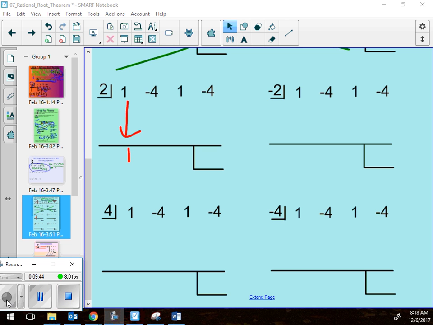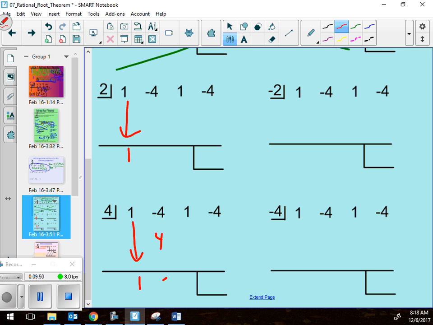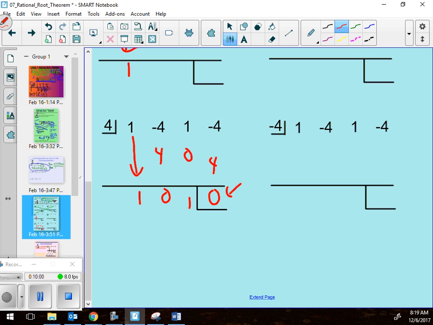All right, so kids found that 4 works. They tried 1 here. 1 times 4 is 4. Add them down 0, multiply them 0, add them 1, multiply them 4, and I get a 0 at the end. That's how I know it worked. That was the remainder. Now, what does it mean?